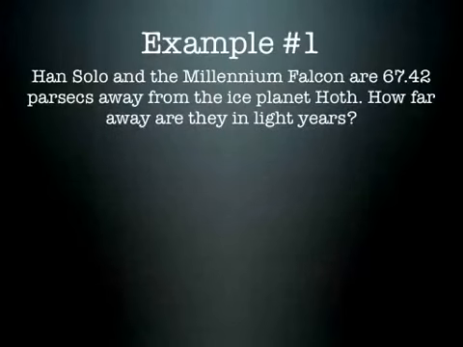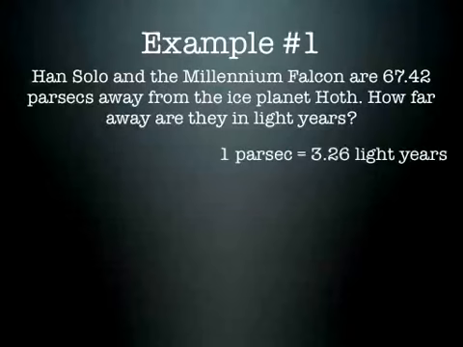Our first example here is a distance example, and we're looking to convert 67.42 parsecs into light years. So to do that, we need to know how many parsecs there are in a light year or how many light years there are in a parsec. We can look that up online, but here you'll have it. And since this isn't on your equation sheet that you'll be provided for any assessment, this would be one that would be given to you in the problem, as it's given to you right here.